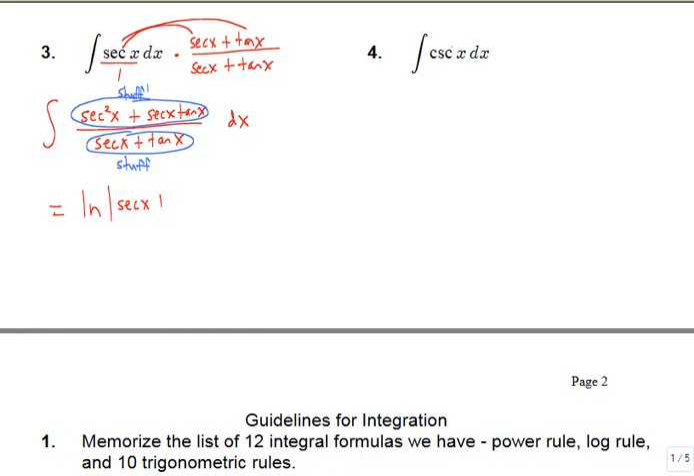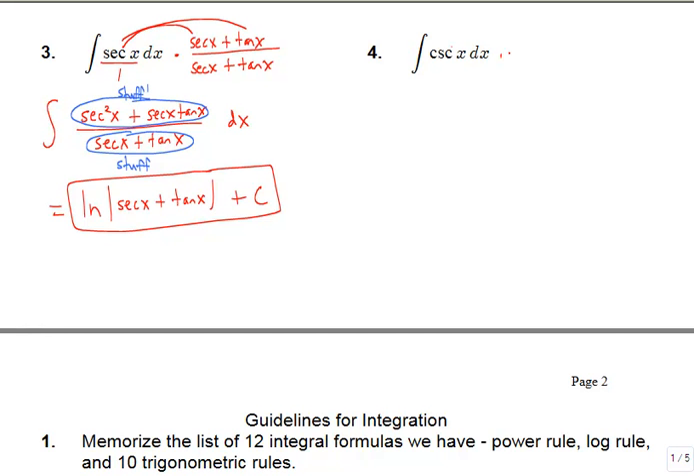So secant x plus tan x inside of that ln. And then we put a plus c on the end, and there is my answer. Okay, so the integral of secant x is the ln of the absolute value of secant x plus tangent x. All right, now we're going to do the same kind of trick on the integral of cosecant.